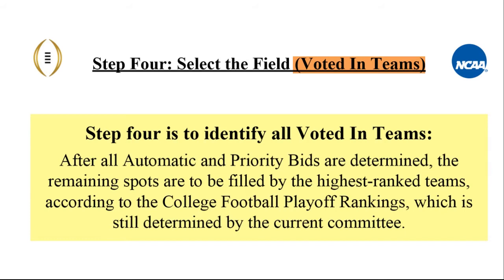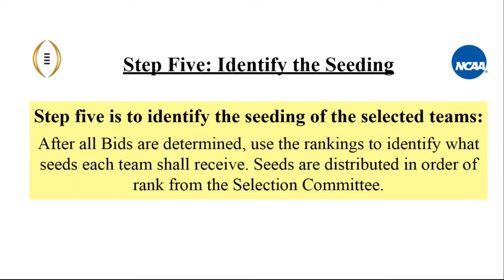This is one of 2 places where the selection committee has true authority. The second is right here, step 5, which is identifying the seeding. After we know what 8 teams are in, the selection committee simply seeds those 8 teams in the order in which they are ranked in the top 25.